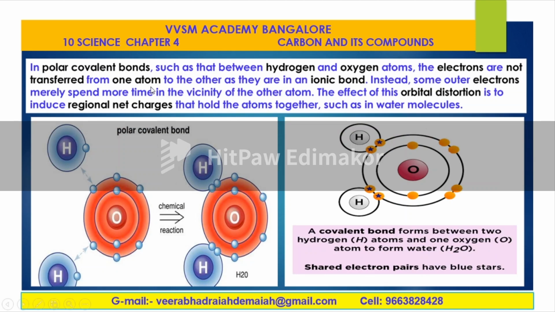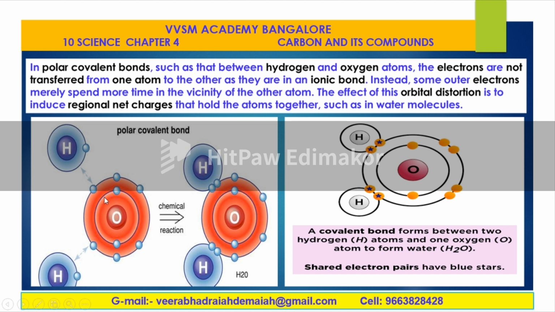In a polar covalent bond, such as that between hydrogen and oxygen atoms, the electrons are not transferred from one atom to another. Instead, some outer electrons merely spend more time in the vicinity of the other atom. The effect of the orbital distortion is to induce regional net charges that hold the atoms together, such as in water molecules. You see, this is the water molecule, oxygen and two hydrogen atoms. This is a partial hydrogen and oxygen bond.